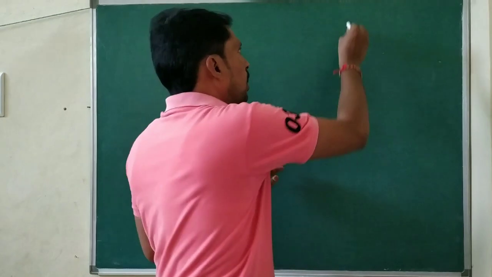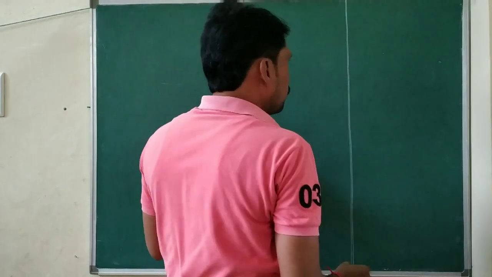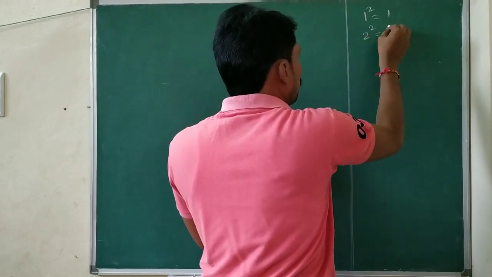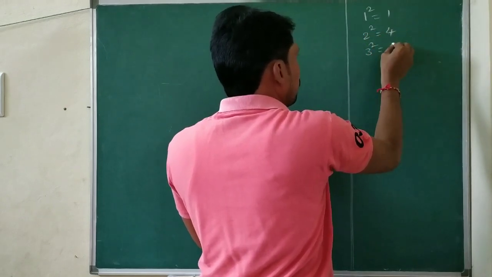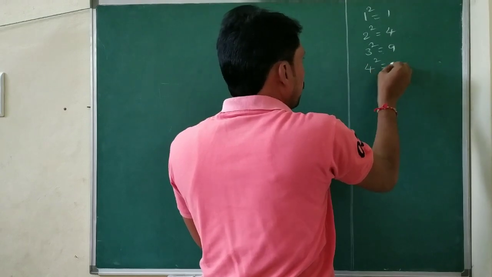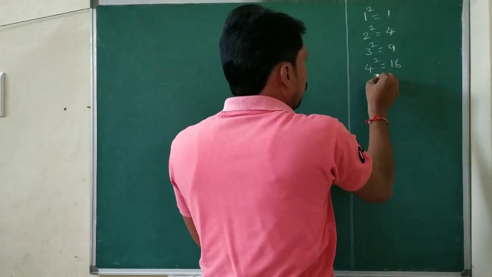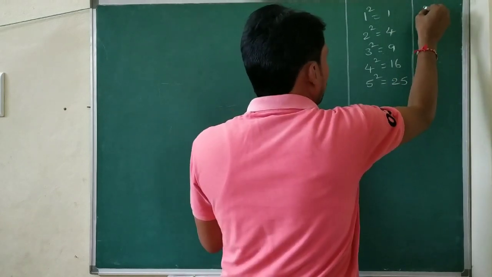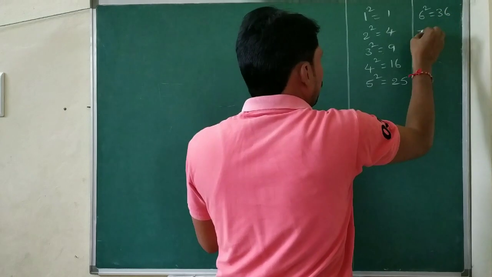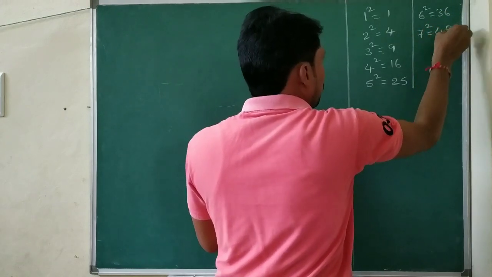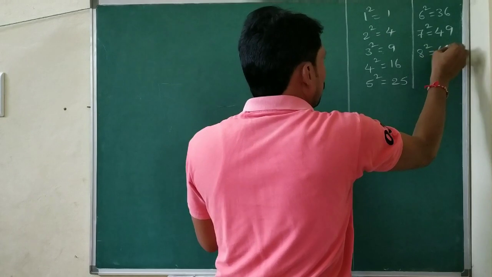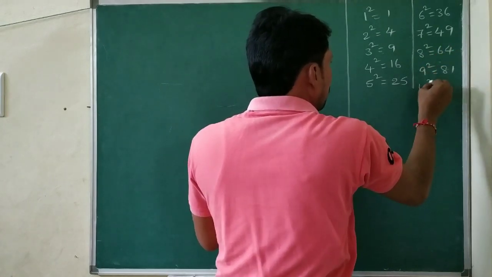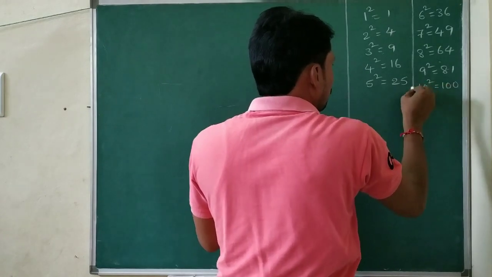As we know, the square values up to 100. 1 square equals 1, 2 square equals 4, 3 square equals 9, 4 square equals 16, 5 square equals 25, 6 square equals 36, 7 square equals 49, 8 square equals 64, 9 square equals 81, 10 square equals 100.